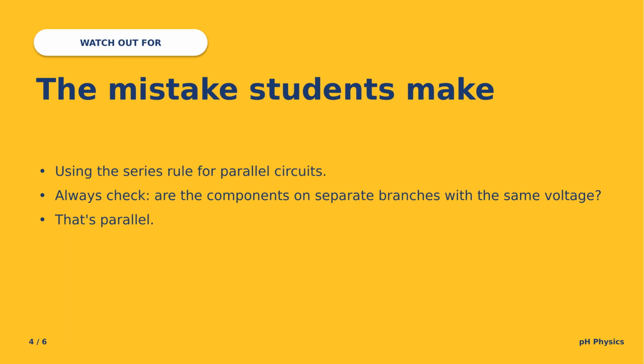Common slip: using the series rule for parallel circuits. Always check, are the components on separate branches with the same voltage? That's parallel. One loop with the same current? That's series.